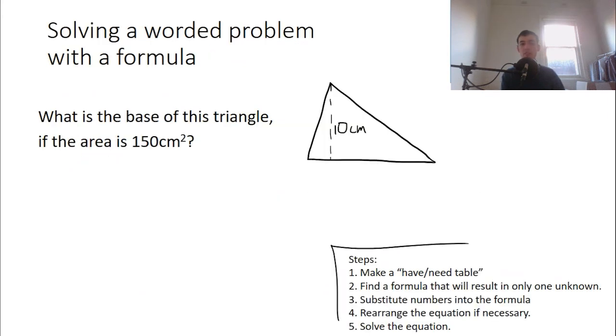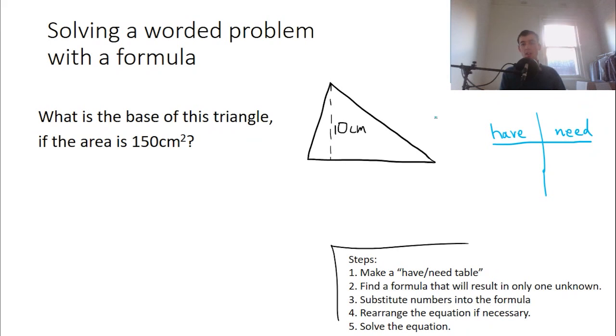Okay, so let's solve a worded problem with a formula. So here are the steps for solving worded problems with formulas. Number 1 is you make this thing called a have/need table. You write the word have, you write the word need, you make a little table, and you write the information that you have, and you write a variable for each piece of information.